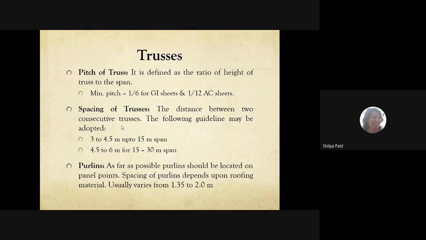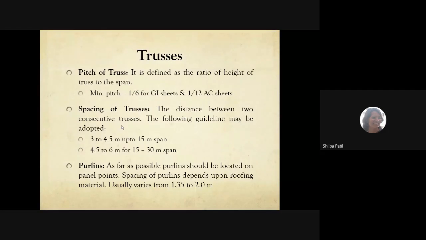Now purlins, as far as possible, should be located on the panel points. Now what is a panel point? Panel point means a point where there is a joint in the truss. So the purlin should be located at the joints of the truss members.